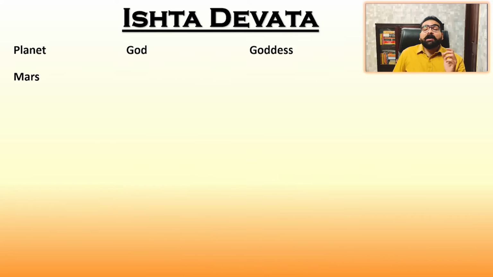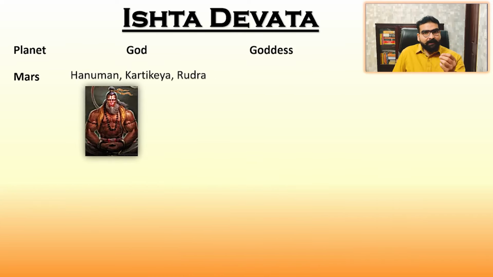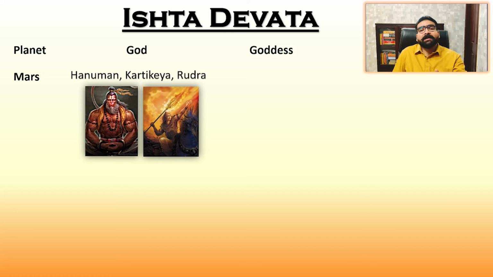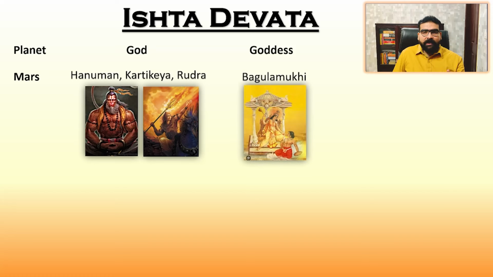Then you see Mars. Now Mars, in God, Mars is a masculine planet. Most of the time we'll see Hanuman, Kartikeya and Rudra. Mars and Saturn, if they are in relation, then most of the time it will show worship of Hanuman, Kartikeya, Rudra. Then goddess, if you see, it is Bagula Mukhi. She is a tantric devi, but whose worship is not done until and unless you have a diksha in it.